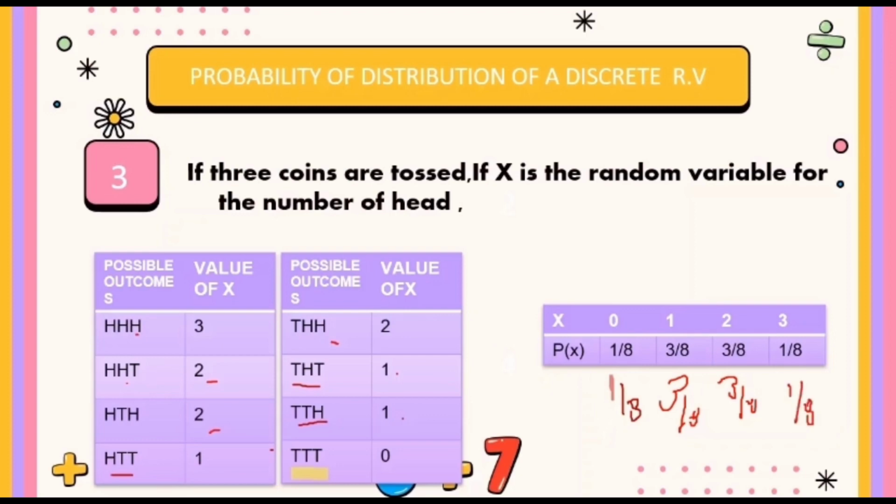And if we add them together, or sum them up, that will be 1 plus 3 is equal to 4, plus 3 is equal to 7, plus 1 is equal to what? 8 over 8, or equal to 1. That's it. Now let's go to our next example.